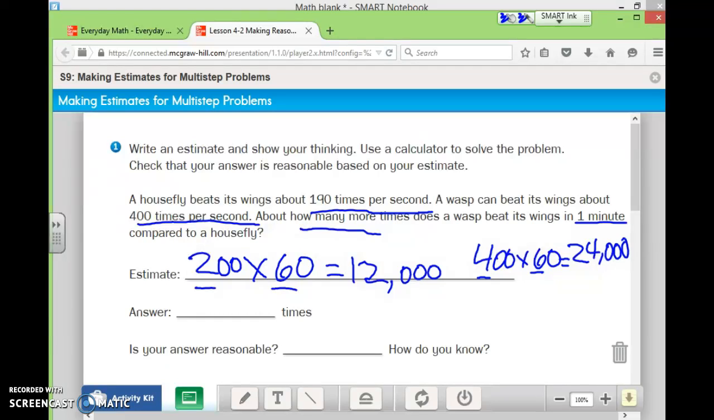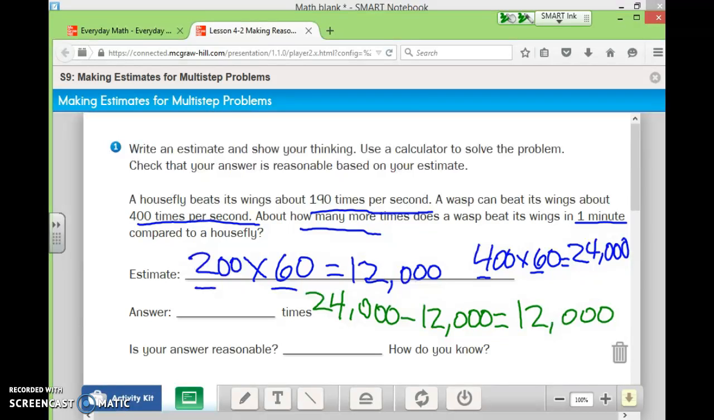Okay. What do you think I have to do next? Well, I'm looking at that last sentence, and it says, about how many more times does a wasp beat its wings in a minute compared to a housefly? So, a wasp does it more. How much more? I think we need to subtract to find that. Right, and that more is the key there, isn't it? So if I take 24,000 minus 12,000, I know that 24 minus 12 is 12, so I know that it's going to be 12,000.